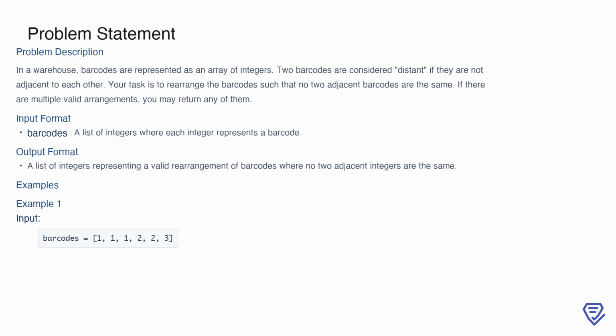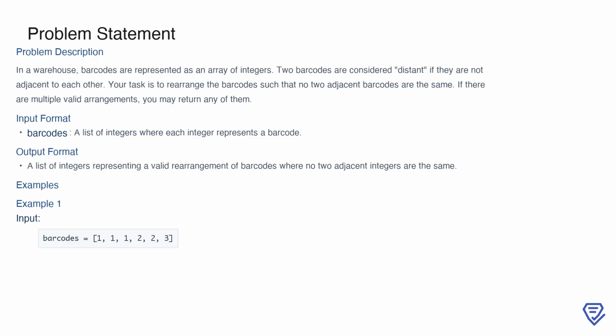For the input, we are provided with a list of integers, each representing a barcode. The output should also be a list of integers, representing one valid rearrangement where adjacent integers are distinct. For instance, if the input barcodes are 1, 1, 1, 2, 2, 3, we need to rearrange them so that no two adjacent integers are the same.